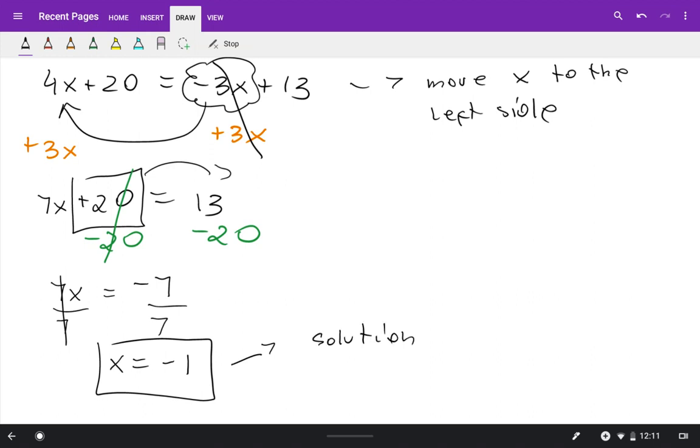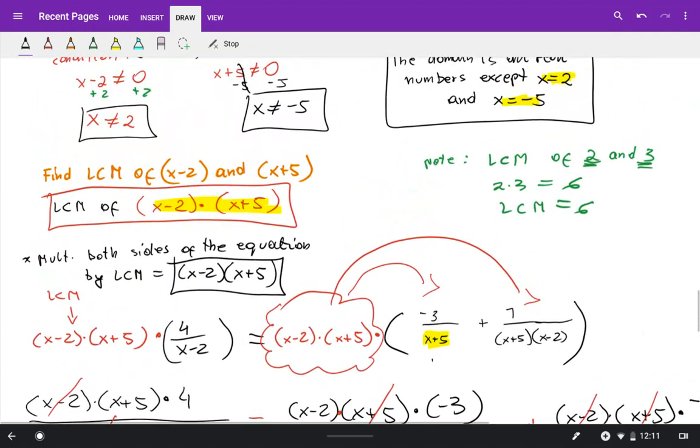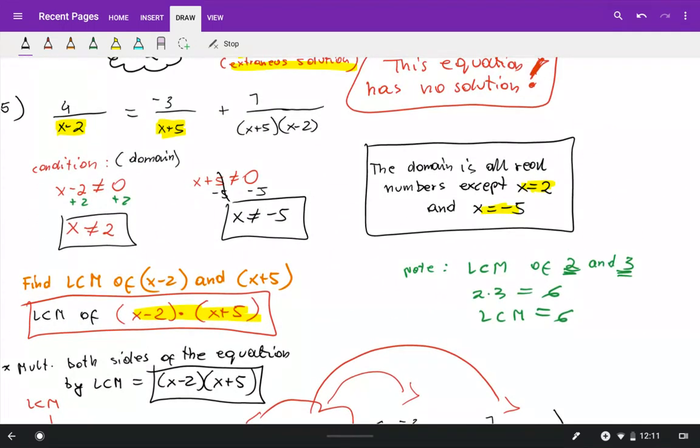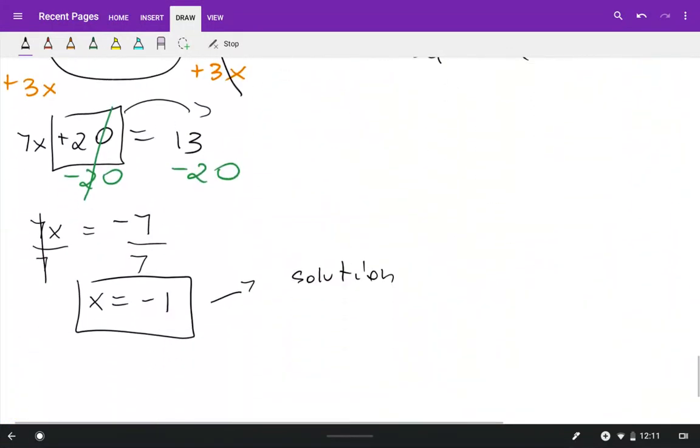So here we end up with a solution. I'm checking the condition. I know it was a long problem, but the condition is that we can have as a solution any real number except 2 and negative 5. So x equal negative 1, it's not 2, it's not negative 5, so we have the solution. Okay, so that was equations with fractions.